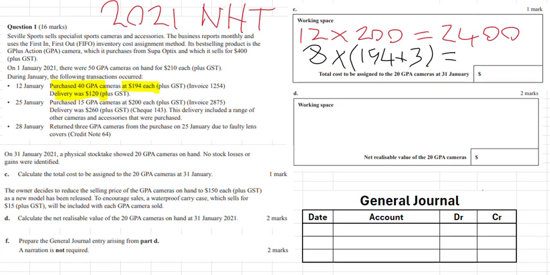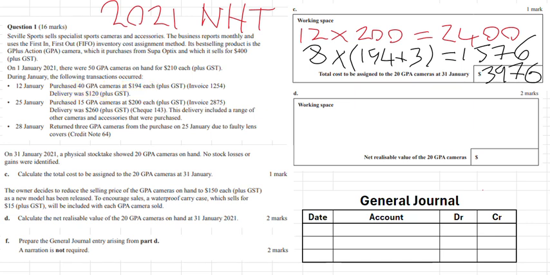If you do that on your calculator, you should get 1576. So the value of our 20 cameras, according to our FIFO application using product costing, is that's going to give us 3976.